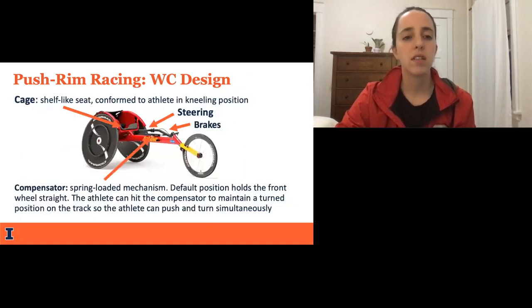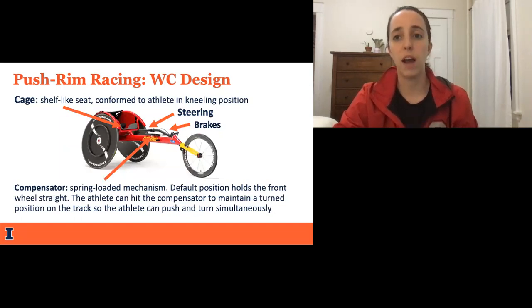The seat is called a cage. It's basically just a shelf that the athlete sits on in a kneeling position. Some athletes can be in a more seated position where their feet are out in front of them, or they can be like in the first video, where you saw that their feet were behind them and they're in a more kneeling position.